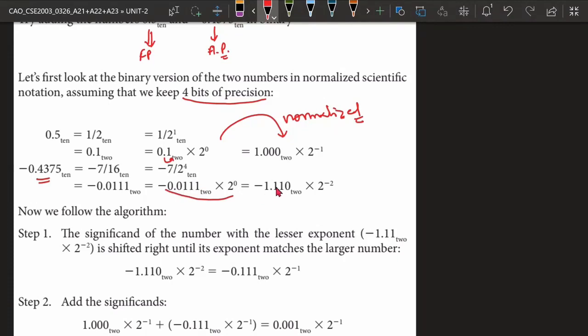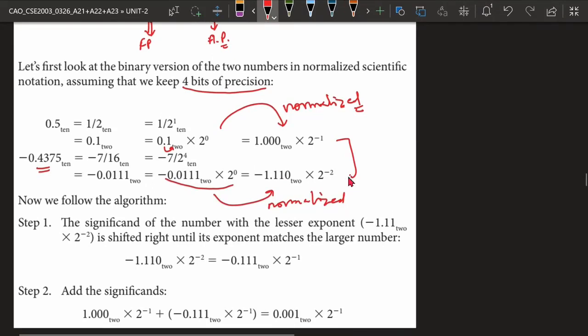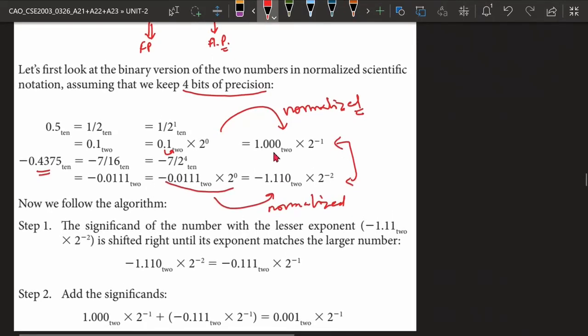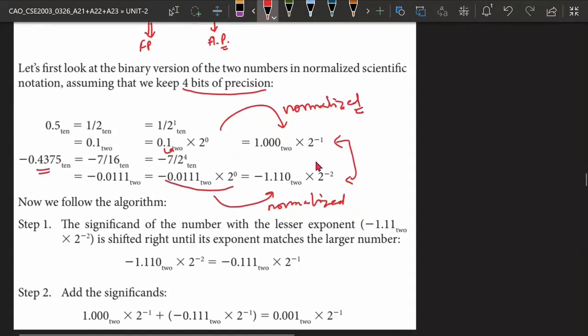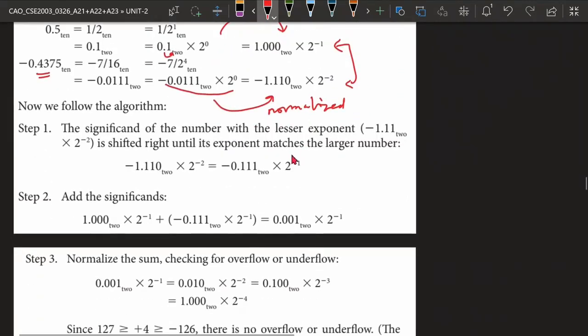Once it is considering only 4 bits in the fraction, after doing its normalization, it will be represented like that. So these are the two numbers we need to perform the operation on. We need to do the addition of these two numbers. One is positive, another one is negative, so whenever we add, it is nothing but a subtraction.